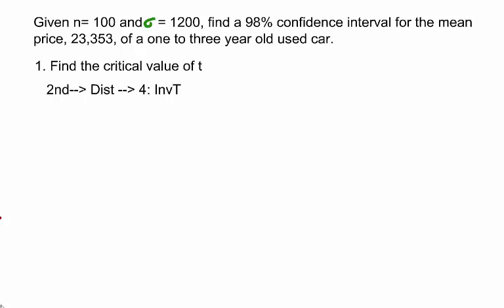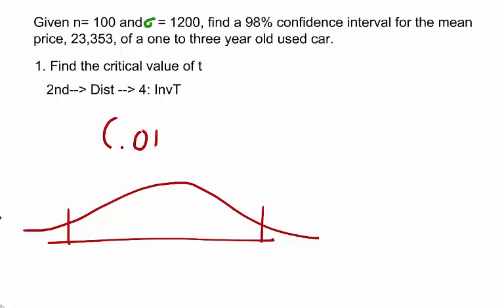Once you access inverse t, you'll type in .01. This represents, we have 98% in the middle, then we have 1% on each side. So this represents the percentage found in one of the tails on the confidence interval. We do this to establish the lower boundary or cutoff point on our confidence interval.